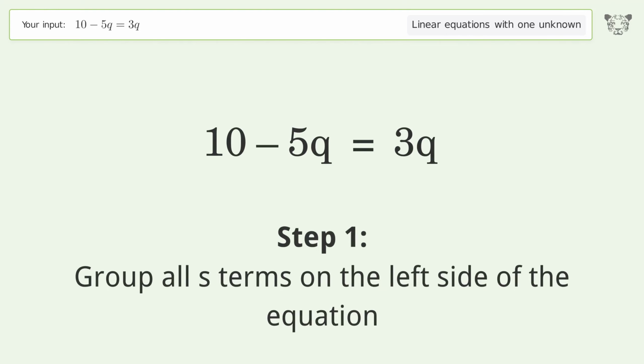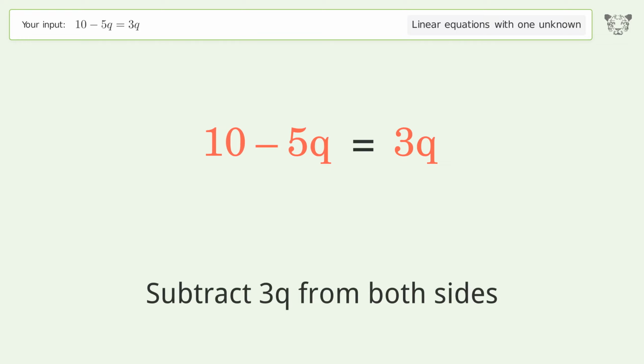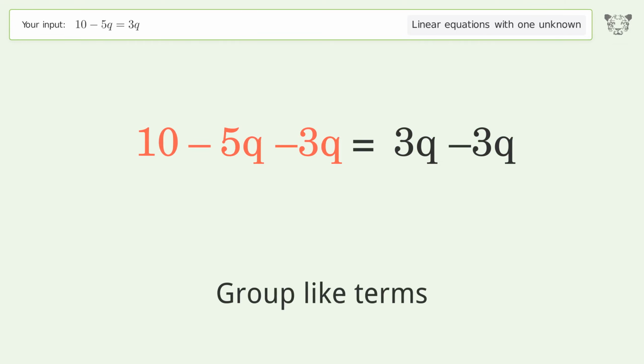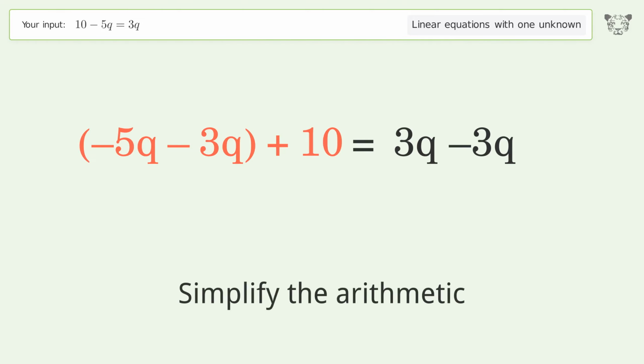Group all s terms on the left side of the equation. Subtract 3q from both sides. Group like terms. Simplify the arithmetic.